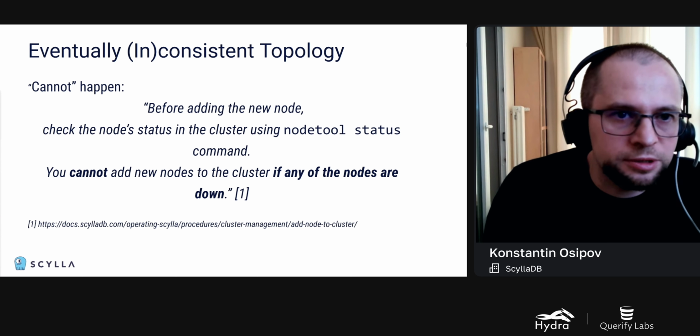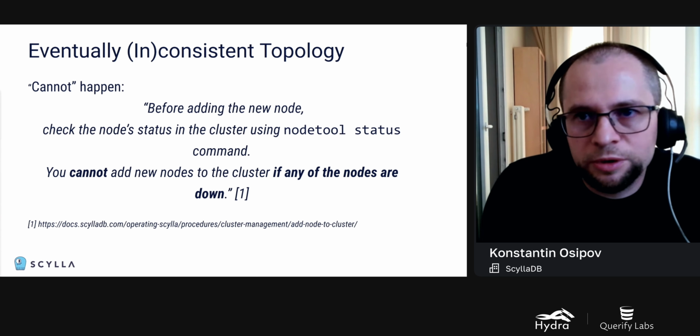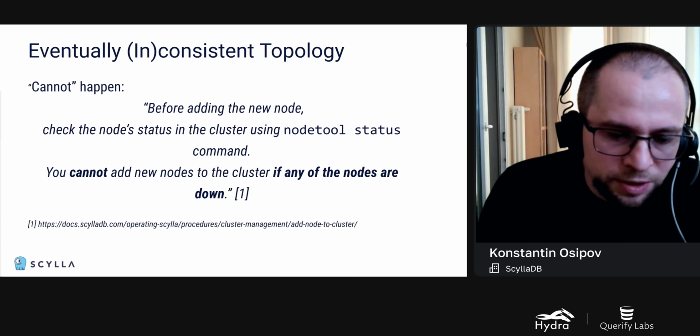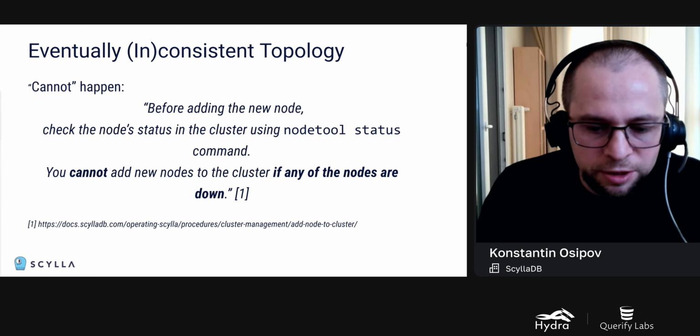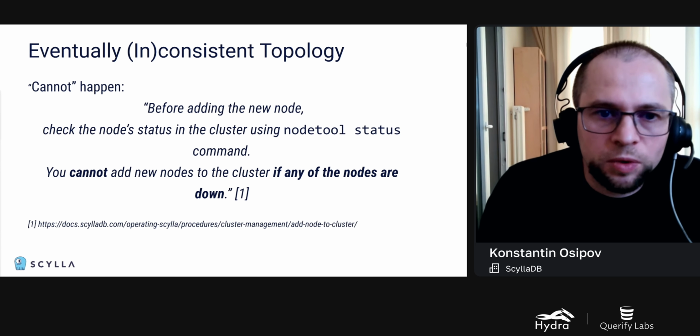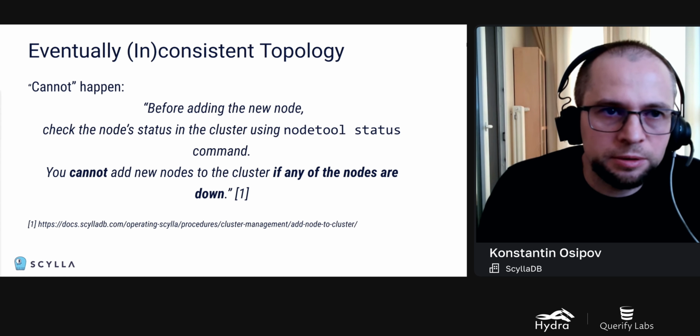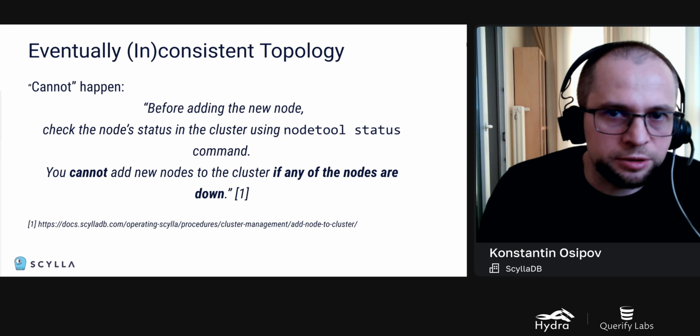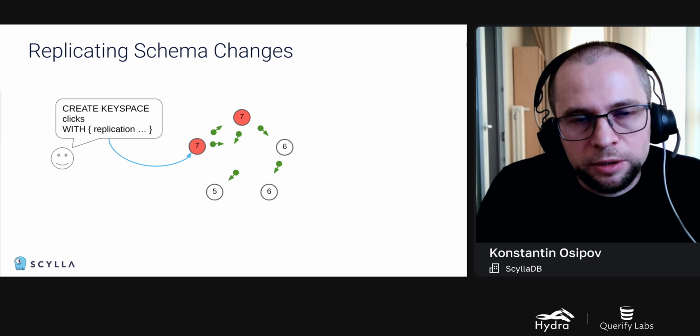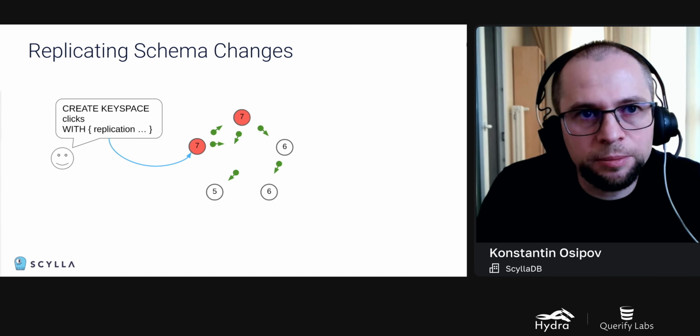So right now our documentation says just don't add more than one node at a time. Don't add nodes when some node is down. With serverless, we cannot always guarantee it, and we would like to use a strongly consistent algorithm to maintain topology information. And then the final bit, the schema information.